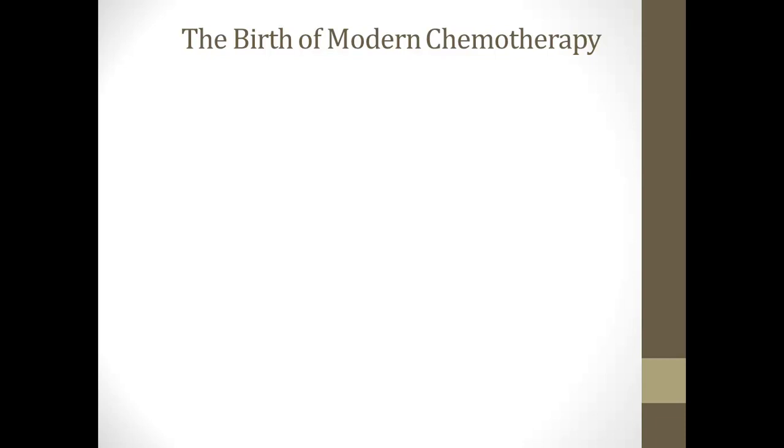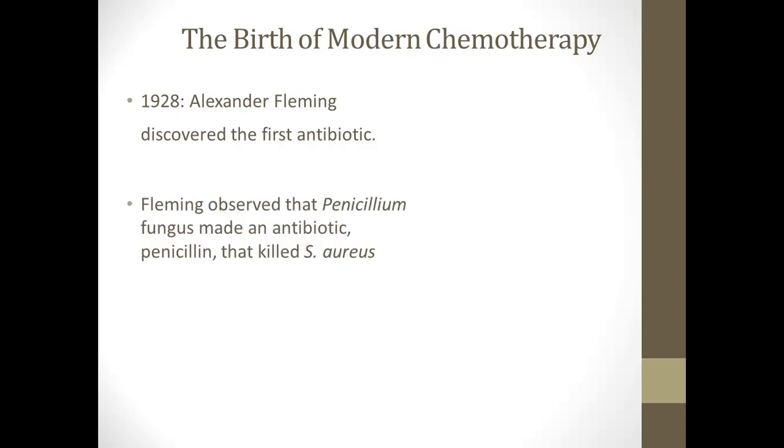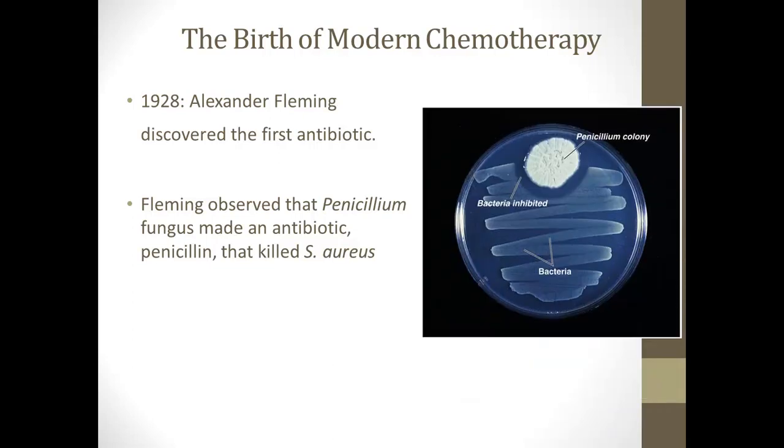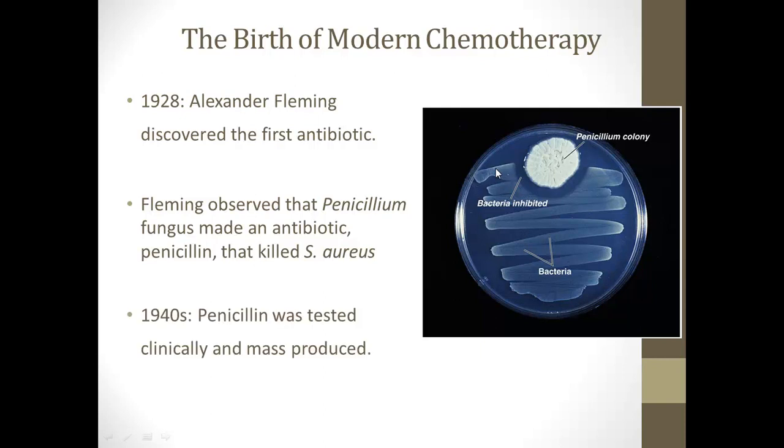The birth of modern chemotherapy. In 1928, Alexander Fleming discovered the first antibiotic. Fleming observed that the Penicillium fungus made an antibiotic, penicillin, that killed Staphylococcus aureus, and he observed this by accident. His plate, he was trying to grow Staph aureus, but it became contaminated with the mold Penicillium, and when it did, this showed that it inhibited the growth of S. aureus. So from there, in the 1940s, penicillin was tested clinically and then mass produced.